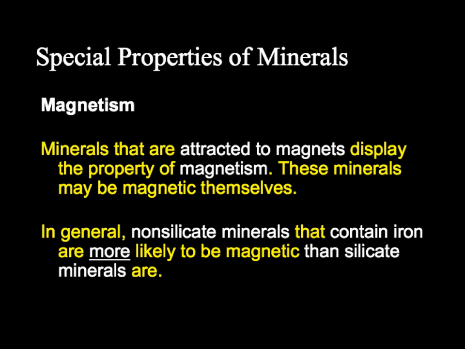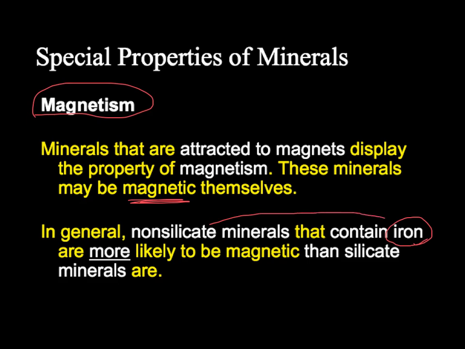There are also a couple special properties of minerals that only certain minerals show. One of these is magnetism, the ability to attract a magnet or to have a magnetic field. Some of them are magnetic themselves, some of them are just influenced by magnetic fields. For the most part, non-silicate minerals that contain iron are more likely to be magnetic. And these are those minerals we talked about when we talked about paleomagnetism in Unit 1 that align themselves with Earth's magnetic field. So not all minerals are magnetic, but some of them are.